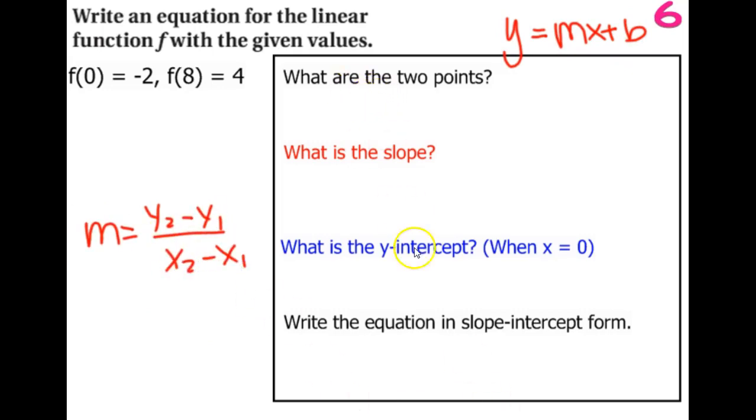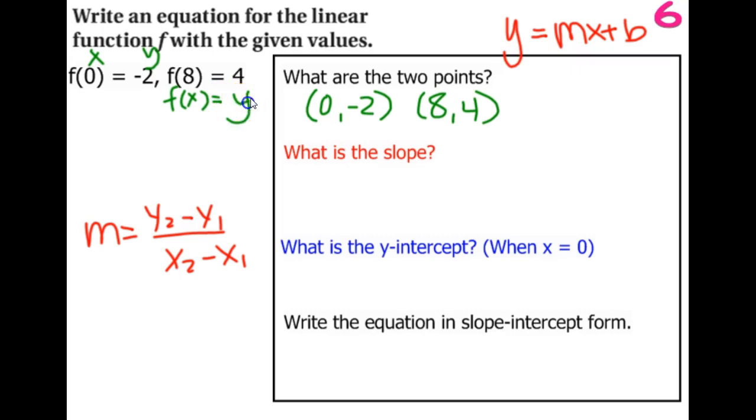So our points, what are our 2 points? My 2 points are x and y here, so this point would be 0, negative 2, and the second point would be 8, 4. They're in the same order that they're given, it just looks different than an ordered pair. Don't let that confuse you, okay? As a reminder, this is really just f of x equals y. So this is x.